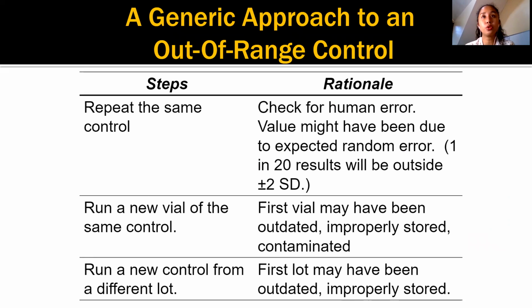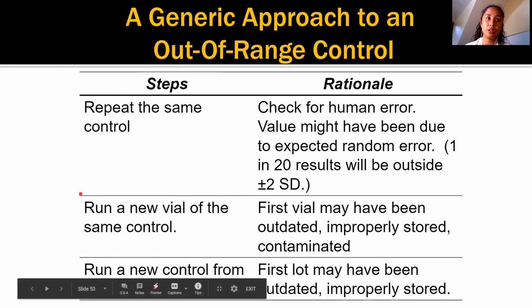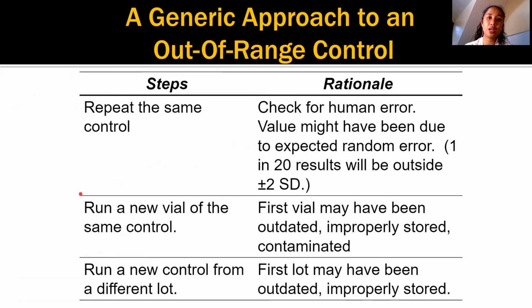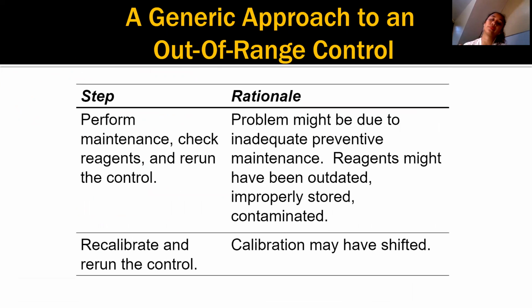So, a generic approach to an out of range. Ayan. So, ito yung mga ginagawa natin kung nag-out of control. So, what are the things that we do? Example, repeat the same control. So, baka lang may human error or run a new vial of the same control. Baka lang na contaminate yung control mo or outdated, improperly stored, or run a new control from a different lot. Pag-open ka from a different box, ganun, different lot number.